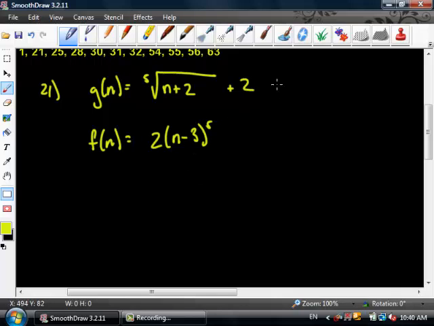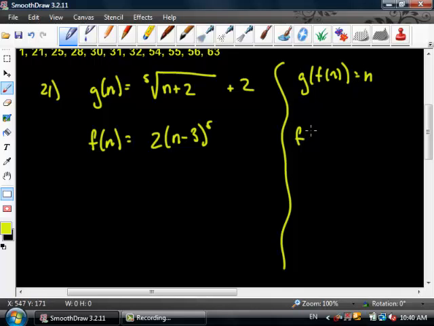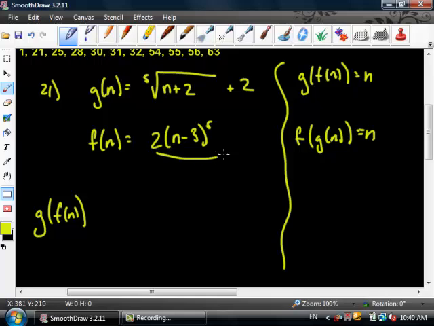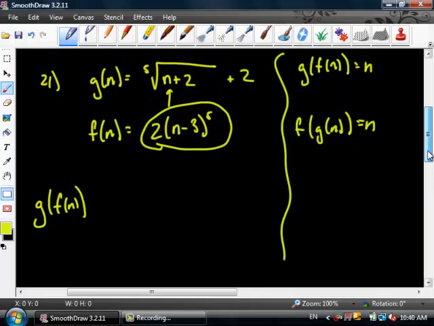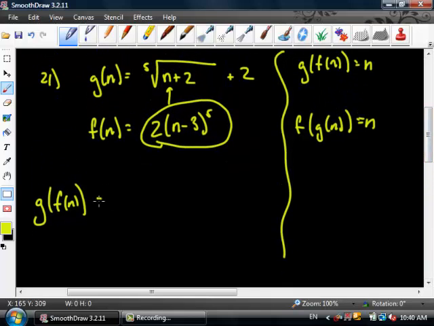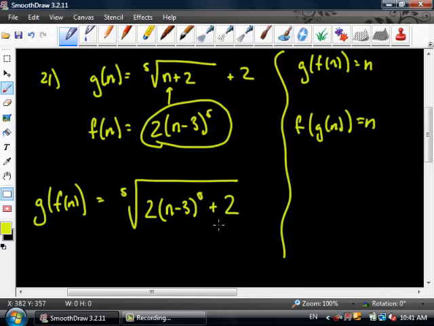Okay. So the way to figure out if two functions are inverses would be if g of f of n equals n, and then f of g of n equals n. Now I have a funny feeling that this is not going to work out, but let's see what happens. If I take g of f of n and I compose them, I am taking this whole quantity and I'm going to plug it into there. Okay, so that equals the 5th root of 2 n minus 3 to the 5th power plus 2. Oops, and then plus 2 on the outside.